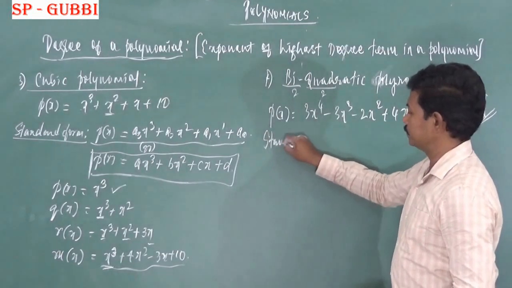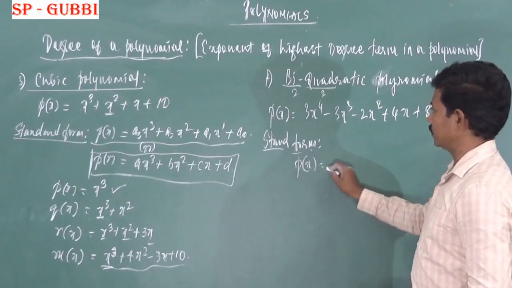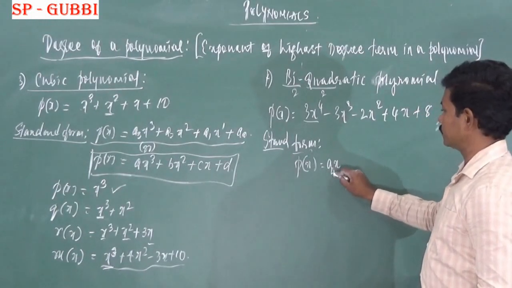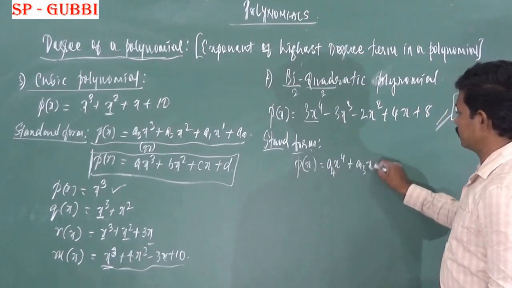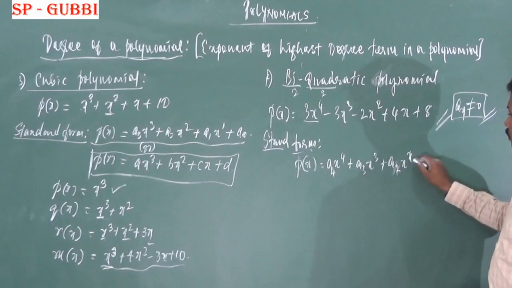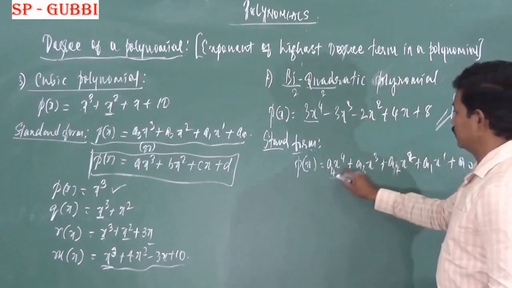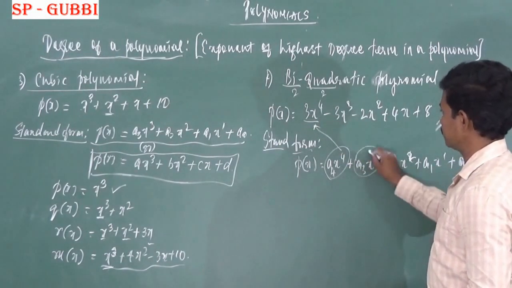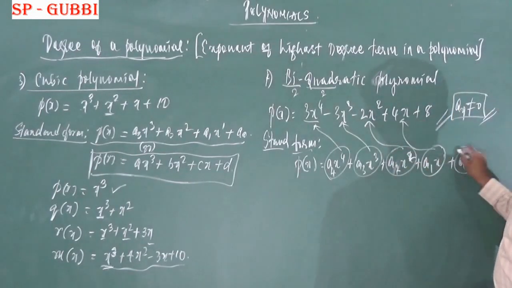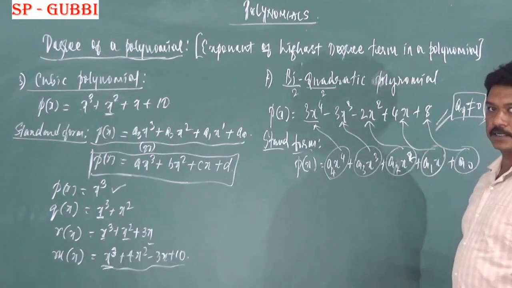So we will go with the standard form of this. The standard form can be written as p of x is equal to a4 x to the power 4, a3 x to the power 3, a2 x to the power 2, a1 x to the power 1, and a0. Here each coefficient is represented by the corresponding term, and a0 is the constant represented by 8. So this is the standard form of a biquadratic polynomial.